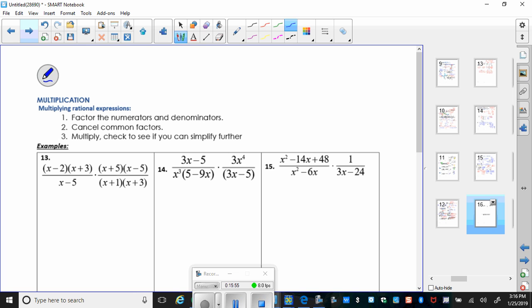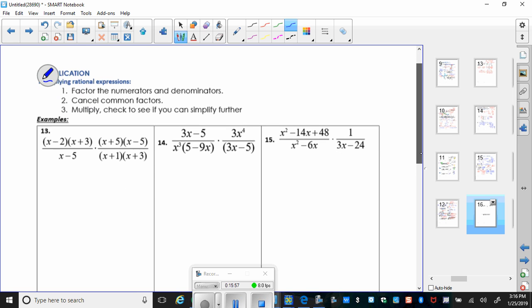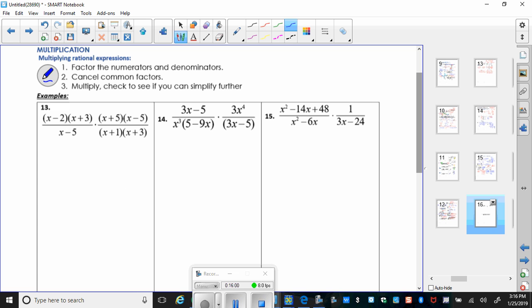So when we're multiplying rational expressions, we want to follow directions and factor the numerators and the denominators, cancel common factors, multiply, check to see if you can simplify further. So clearly I can go through, cancel out those common factors on the top and the bottom. X minus 5 cancels out here and here. And I think that's it. So I have x minus 2 times x plus 5 over x plus 1.